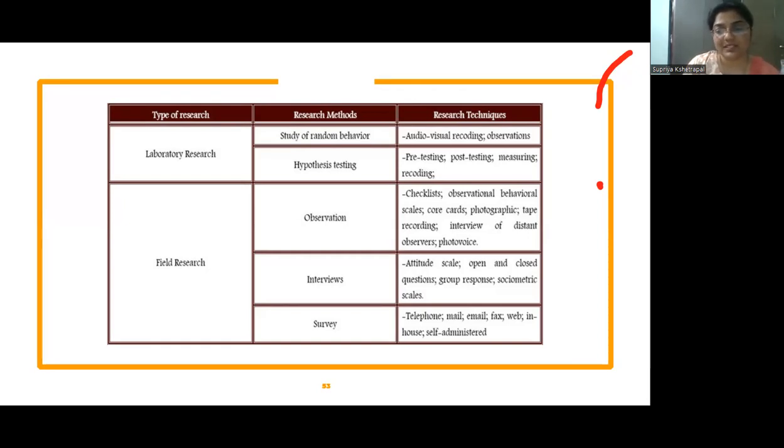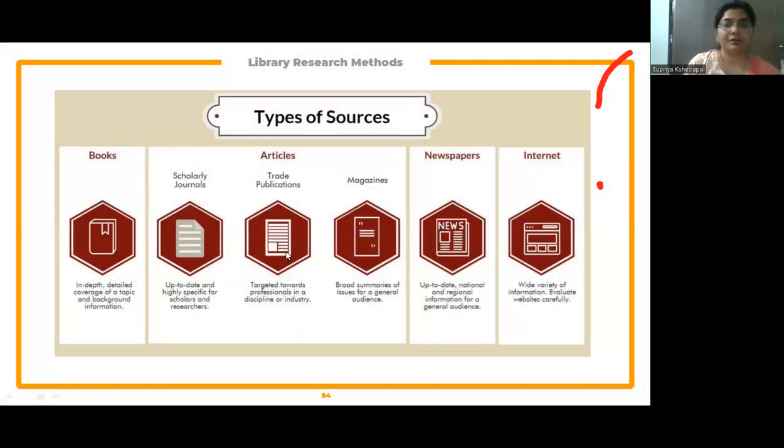Okay, and in-house and self-administered survey techniques are there. Now the library research methods. As we had said, these are the topics of various methods. And we have here synthesized a topic. We have found one research topic.